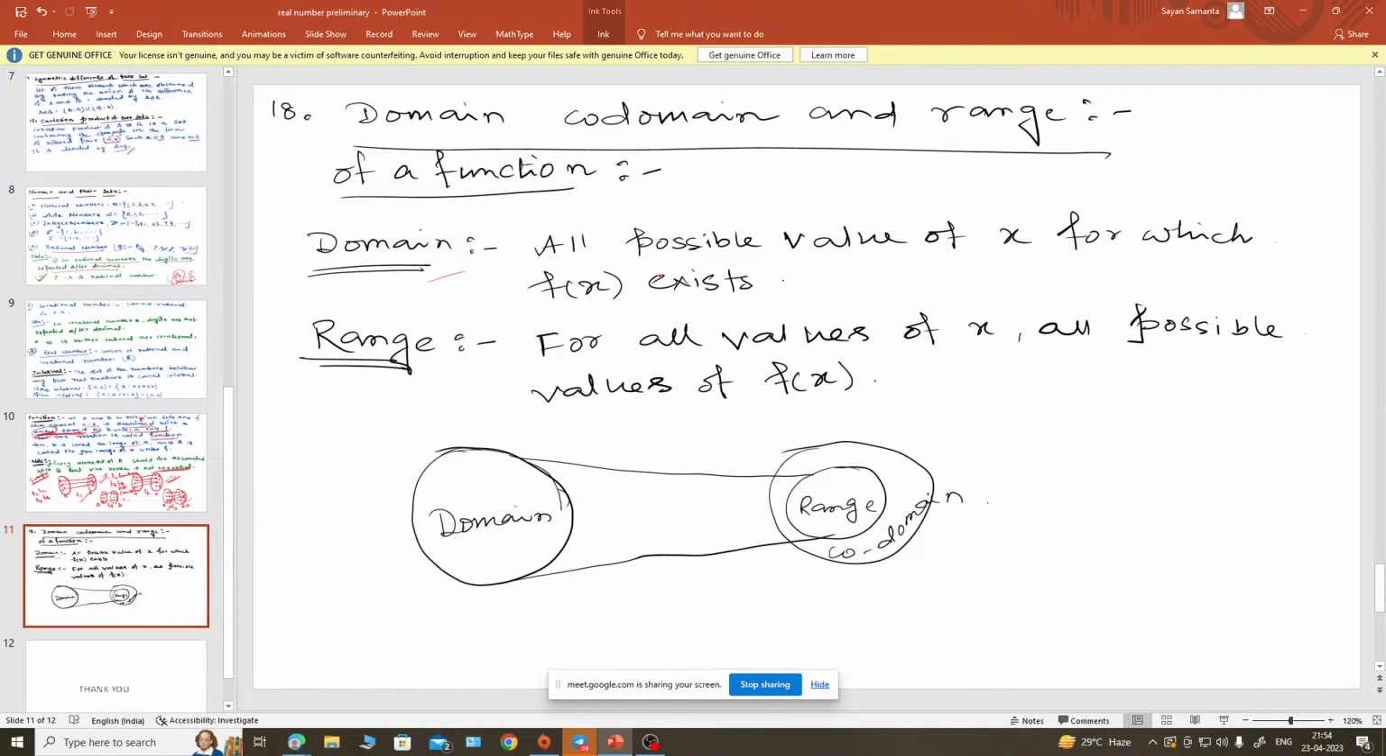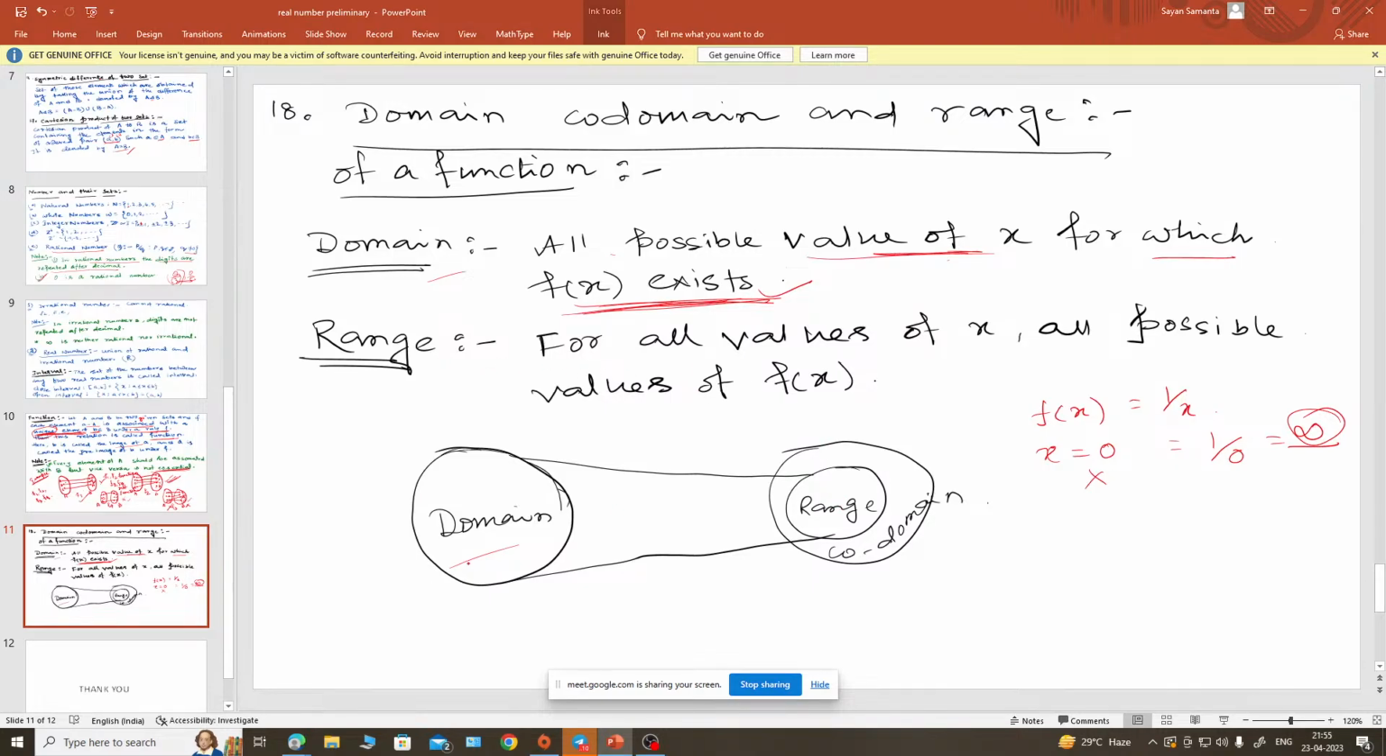Domain means all possible values of x for which f(x) exists. If we consider f(x) equals 1 by x, then if x belongs to 0, this does not exist. 1 by 0 is infinity. So 0 is not a member of the domain set. So domain set members are all possible values of x for which f(x) exists. That is called the domain set. Is it clear to everyone?